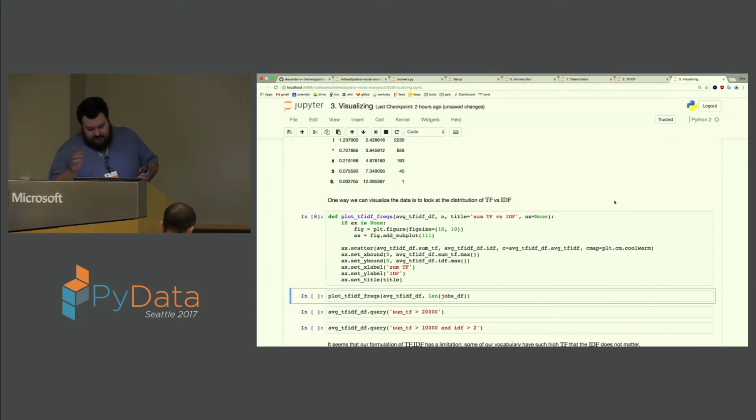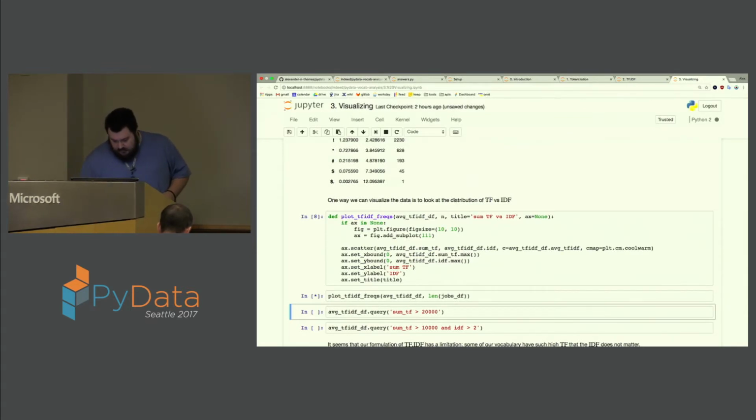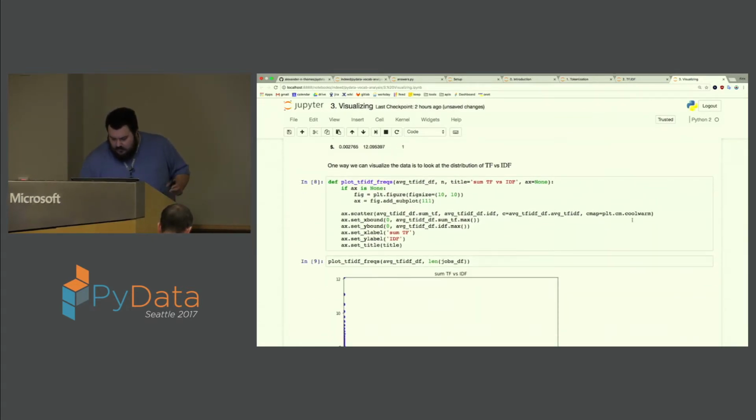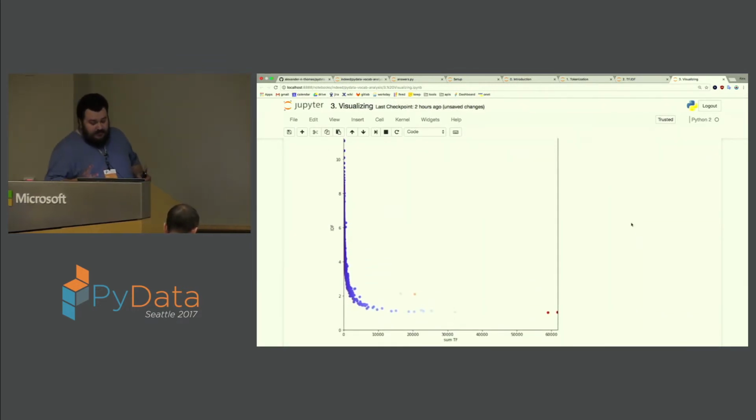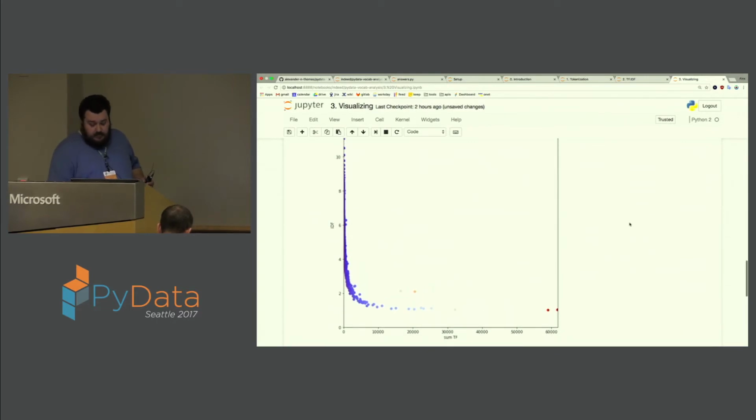Okay, oh yeah, it's a function. So let's run it. I guess this isn't quite frequency. This is just a scatter plot. I should have named it better. Okay, so this is a scatter plot. Let's talk about what's going on here.